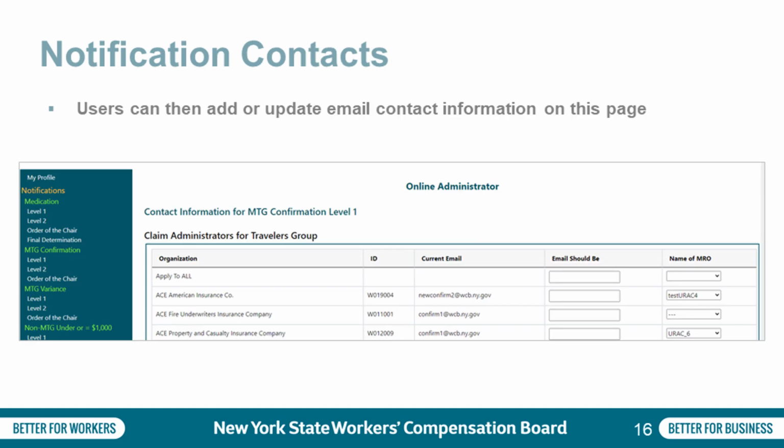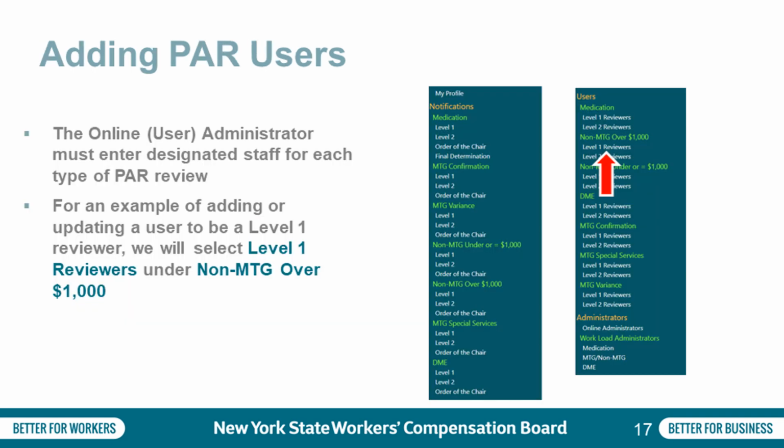Once selected, it will show a list of organizations assigned for MTG Confirmation Level 1 notifications. On this page, you can update the current email to a new email or add new contact information for MTG Confirmation Level 1. The online user administrator must also enter designated staff for each type of PAR review. As an example, we want to see who is currently a Level 1 reviewer for non-MTG over $1,000, and then add or modify current users.